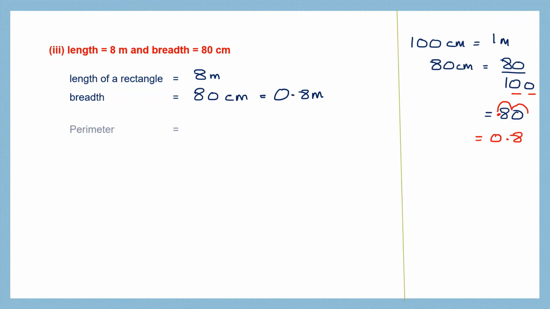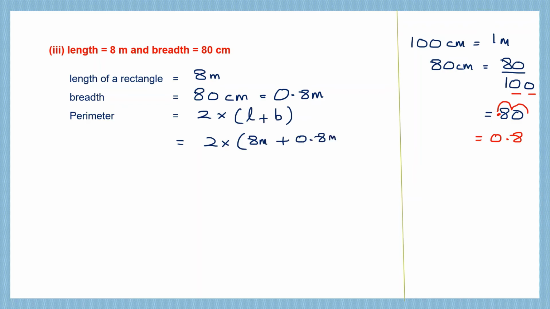Let's find the perimeter. Perimeter is 2 into length plus breadth, which is 2 into length is 8 meters and breadth is 0.8 meters. So 2 into 8 plus 0.8, that is 8 plus 0.8. So the whole number, the point comes after the number. So this is 8 and we have 8 here. So 8.8. 2 into 8.8 meters.